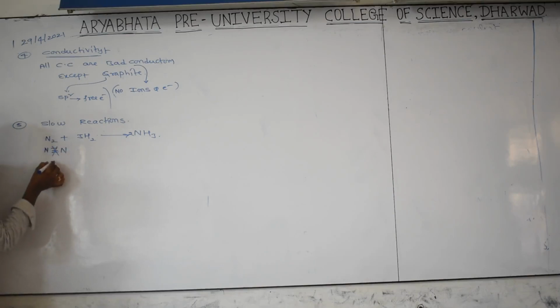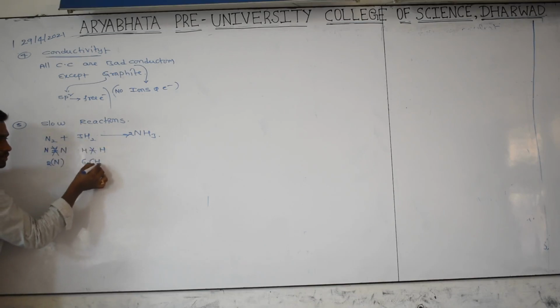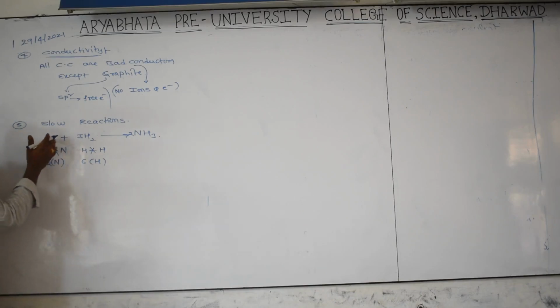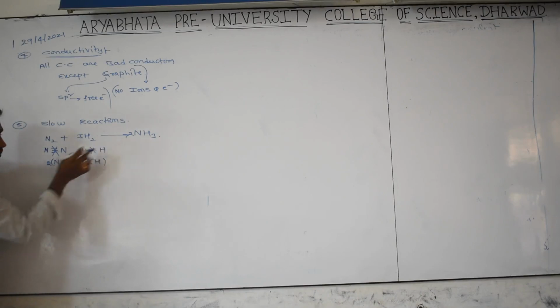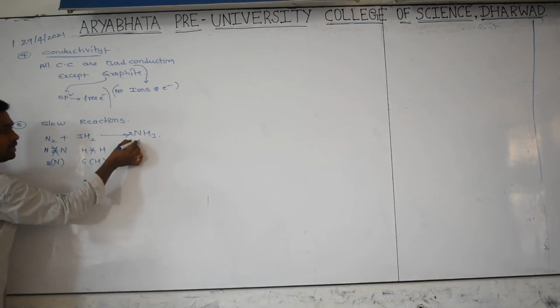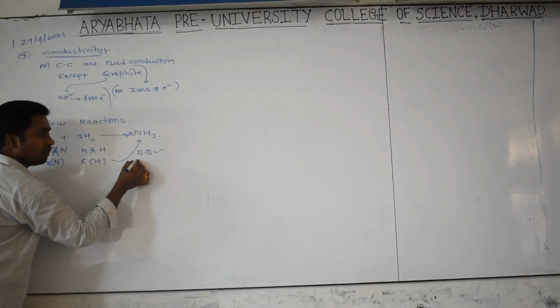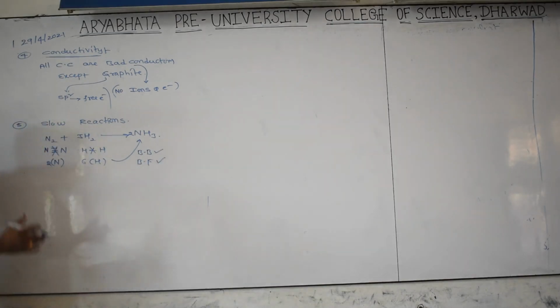That should break down, then only they become nitrogen atoms. Similarly, hydrogen and hydrogen are held together by a single bond, which should also break down, giving 3 times 2, 6 hydrogen atoms. So N2 and H2 first break down into atoms, then they combine together, 1 nitrogen with 3 hydrogens, becoming NH3, and like that 2 are formed. Here bond breaking is happening as well as bond formation. Bond breaking and bond formation take some time.